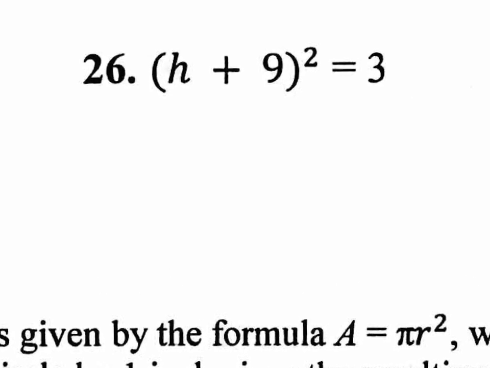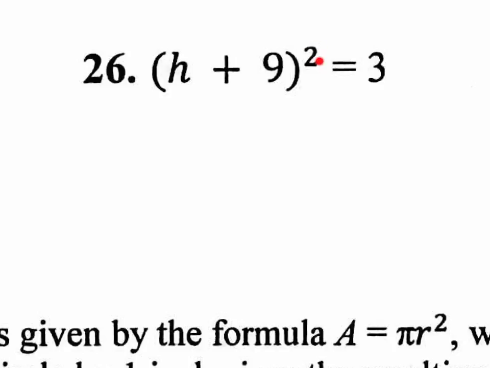Now number 26 is an interesting one, because 26, we have h plus 9 squared, and we want to solve for h. Now we want to get rid of this square so we could get h by itself. So technically we want to get rid of everything on the left side of the equal sign except for h. Now I need to get rid of the square first. How am I going to get rid of something? By doing the opposite. If there's a fire, turn it off with water.